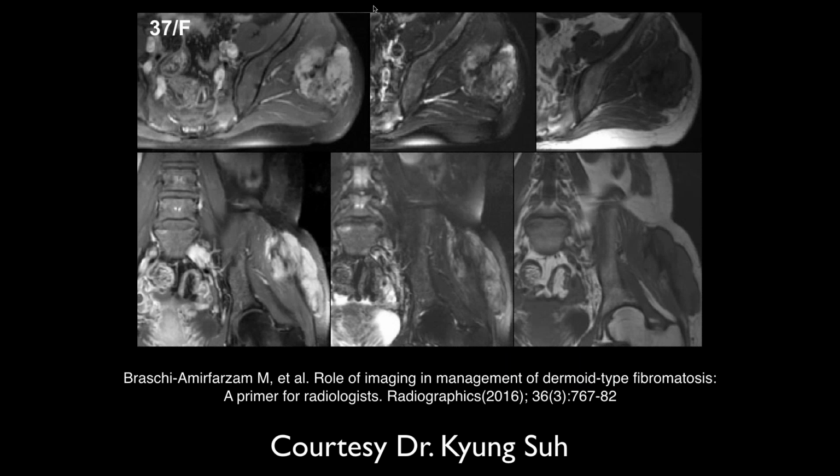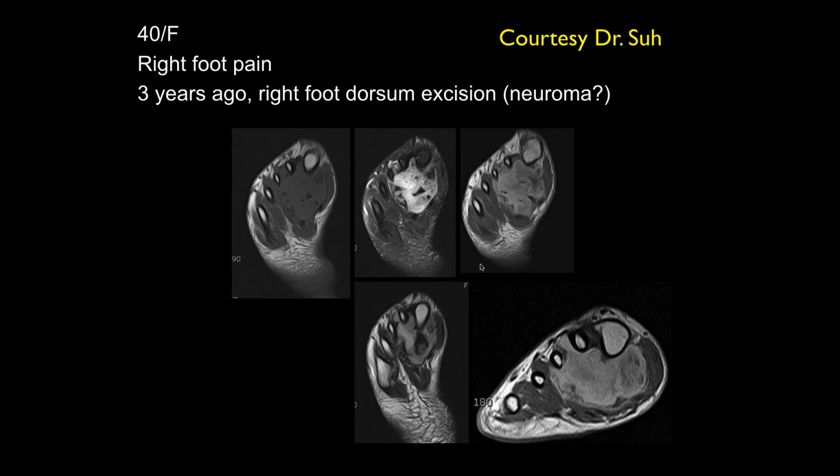This shows some other fibrous lesions and more centrally. Okay. Max. Yeah, so 40-year-old female with right foot pain. Three years ago, right foot dorsum excision neuroma. So we have a mass within the medial aspect of the distal foot surrounding the plantar aspect of the first, second, and third metatarsal.